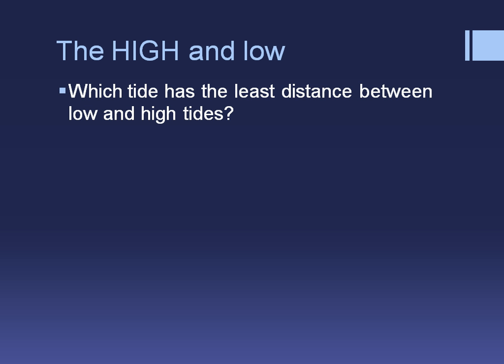Then we can take a look at the next one here, which says, which tide has the least distance between low and high tides? Again, that is going to be a neap tide. That is when they are at right angles to each other, and so therefore we don't get the extremes.